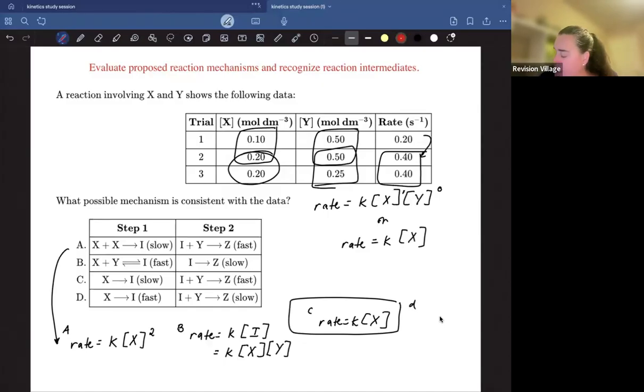For choice D, we would say that the rate is equal to the rate constant times I times Y. And one more time, we'd have to get rid of that intermediate. How do we form I? Well, we form I in the first step. I is formed at a rate that is proportional to X. And so we would replace I with X.